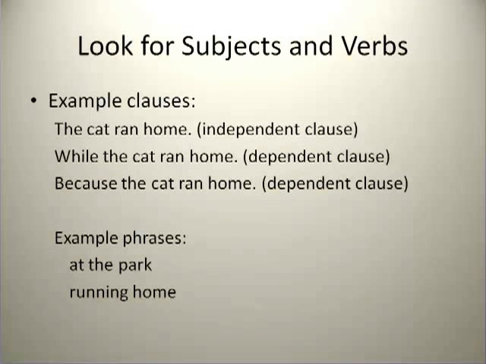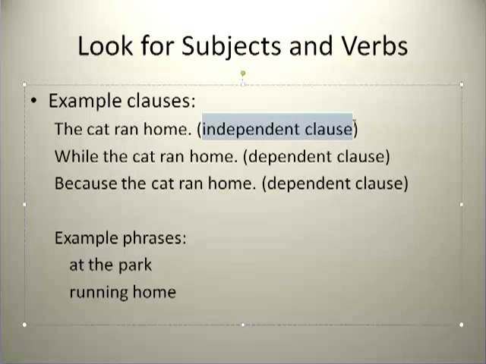Look for subjects and verbs. Here are some example clauses. The cat ran home. This is an example of an independent clause. In other words, this clause could stand alone as a sentence, and in fact it is a simple sentence. In this next example, while the cat ran home, this is a dependent clause.